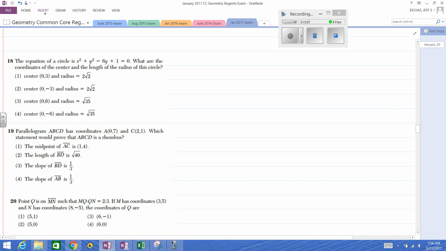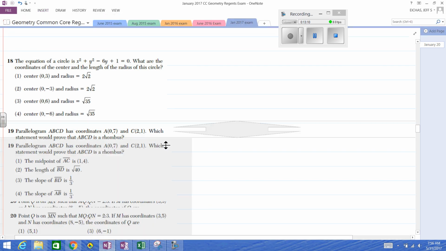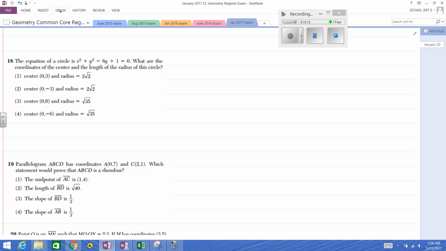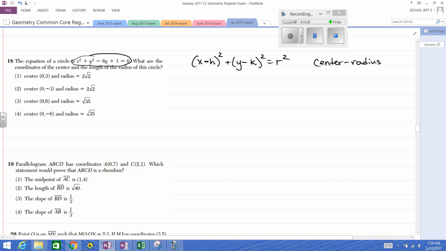Okay, for the next one, we've got a circle. X and y are both squared. We've got to get that equation into center radius form. We're looking at this. This is center radius form. All right. Now, this creates a little bit of a problem. So we're going to have to do what's called completing the square.